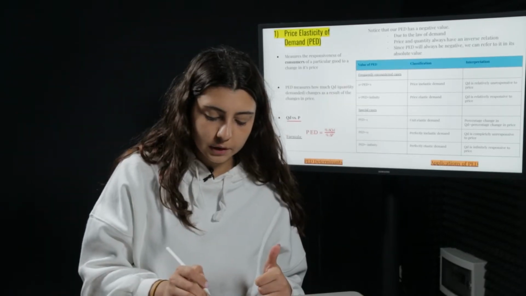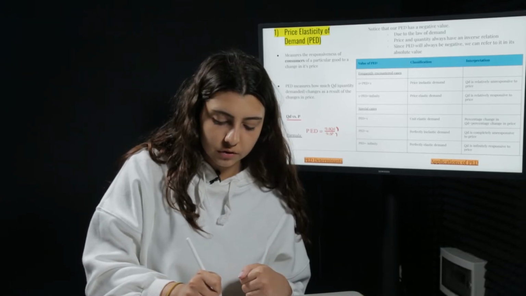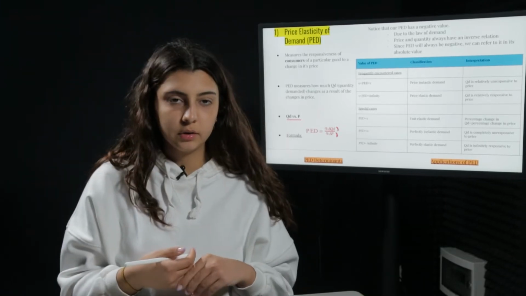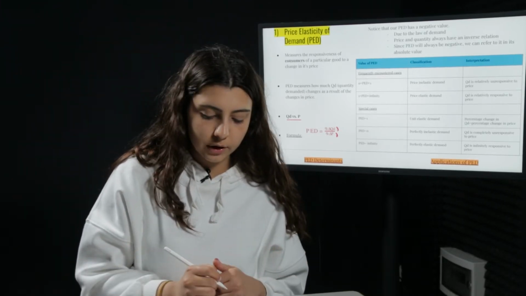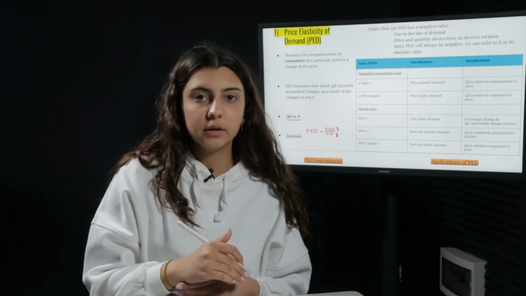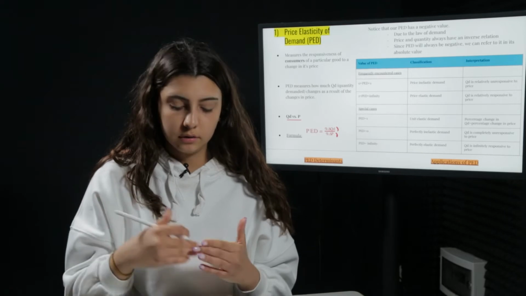We can calculate PED by dividing percentage change in quantity demanded by percentage change in price, which can also be calculated as subtracting the initial quantity demanded from the final quantity demanded and dividing it again by the initial, and doing the same thing with price and then dividing each other.